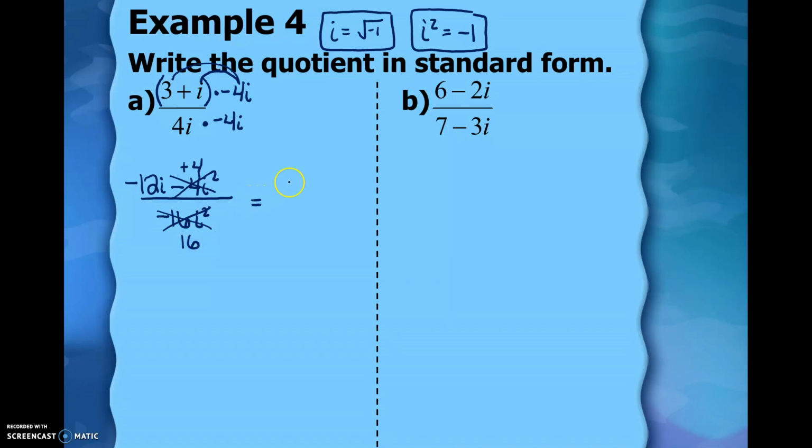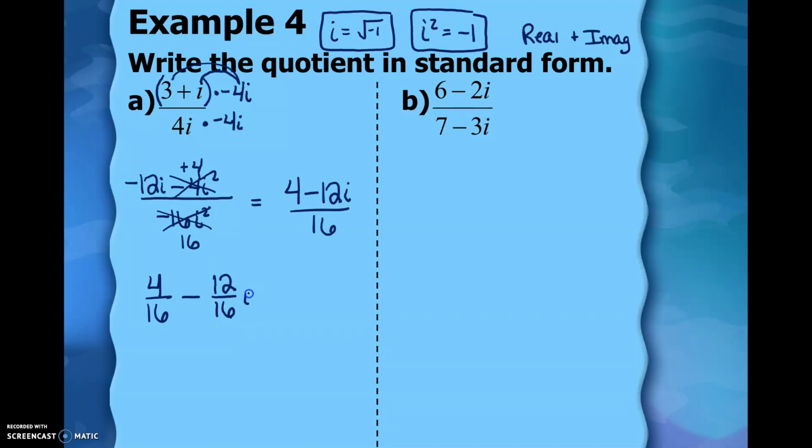So to write this in standard form, we want the real part first, and then the minus 12i, and on the bottom we want 16. But this isn't quite standard form. Standard form, they really want the real part plus, or in some cases minus, the imaginary part. So we're going to split this up into 4/16 minus 12/16 i.